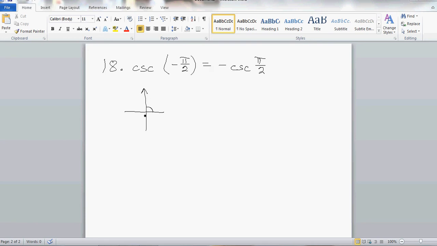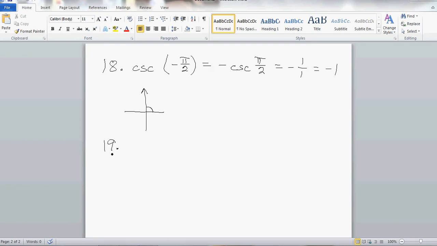Well, the sine of pi over 2 happens to be 1. And that you can get in several different ways. The sine is 1. And so if this said sine, it would be negative 1. But since we need the reciprocal of that, it's negative 1 over 1, which still equals negative 1.